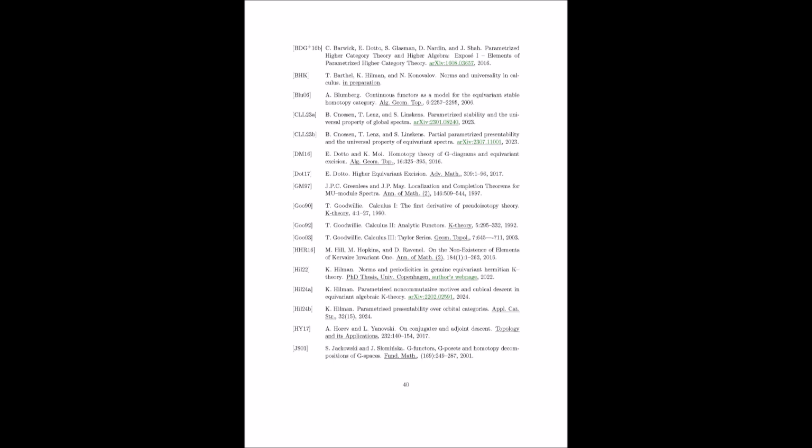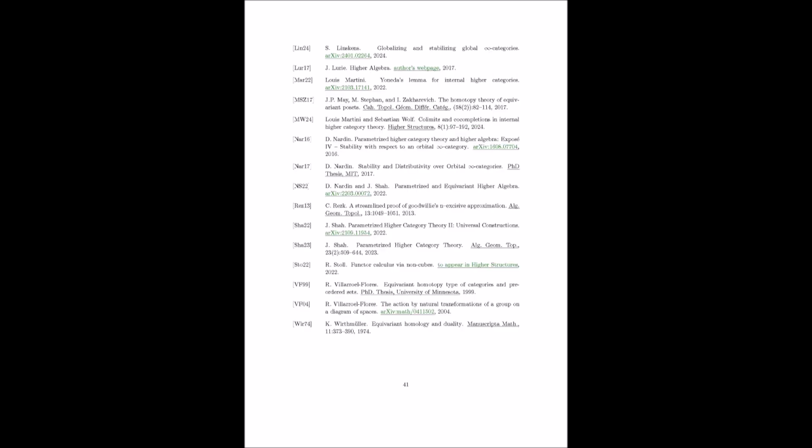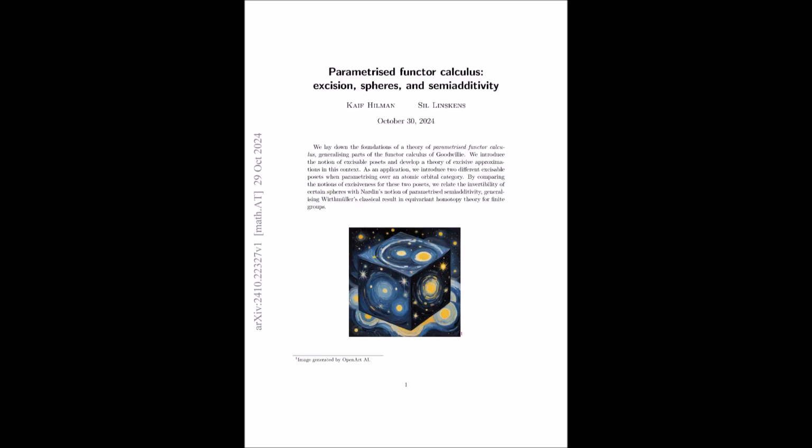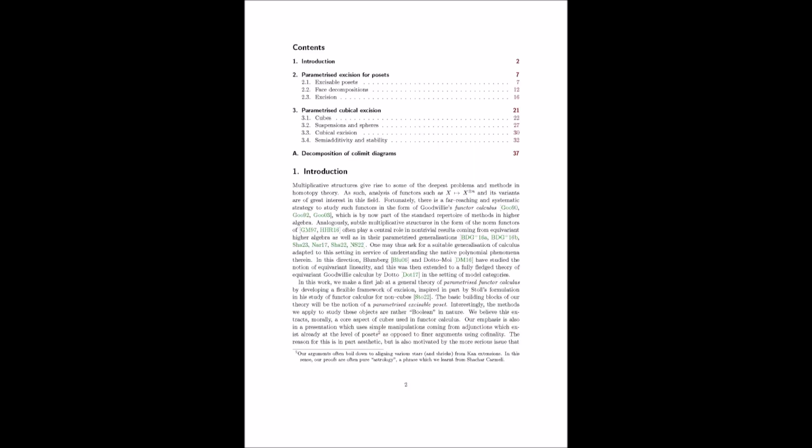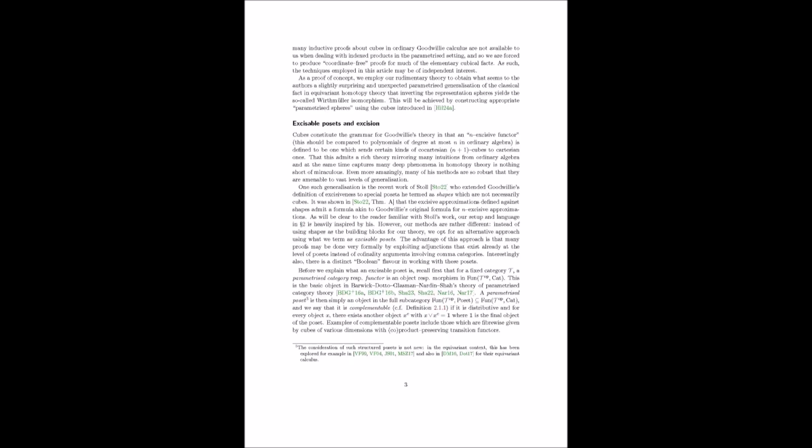So we've laid all this groundwork with parameterized cubes and spheres and this concept of excision. And now we're going to see how they actually use these tools to shed new light on a classical result, Wirthmüller's theorem. So Wirthmüller's theorem, just to remind everybody, is the one that says if you invert these representation spheres, then orbits become self-dual in this specific category. And it's a really foundational result.